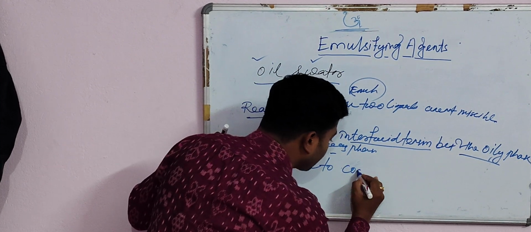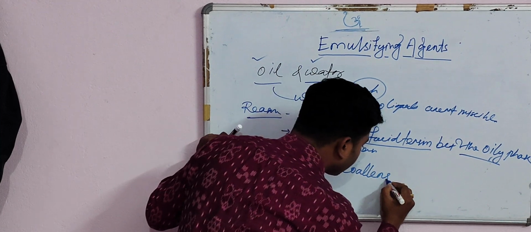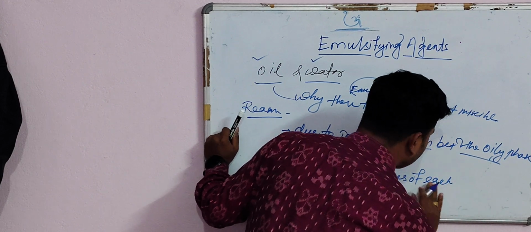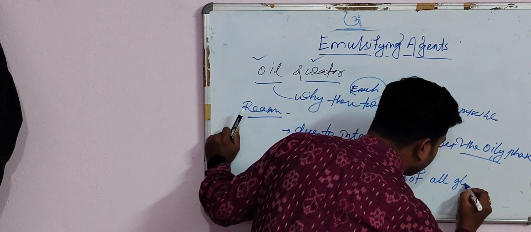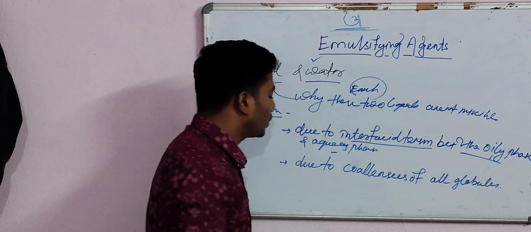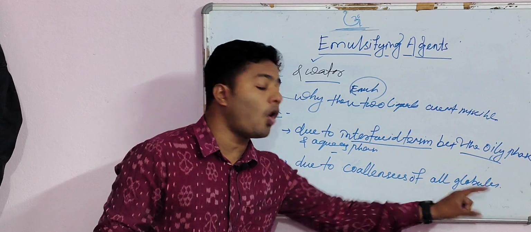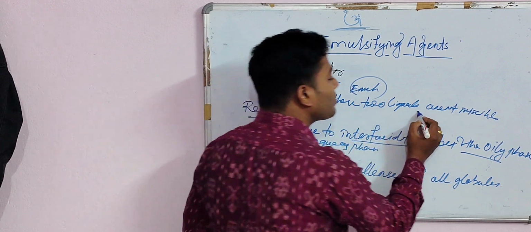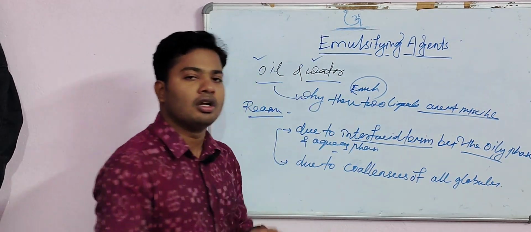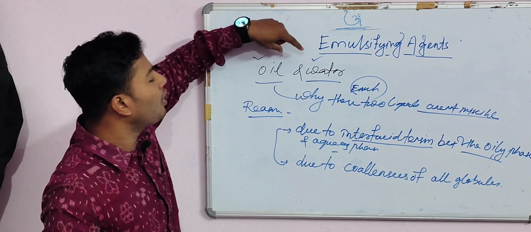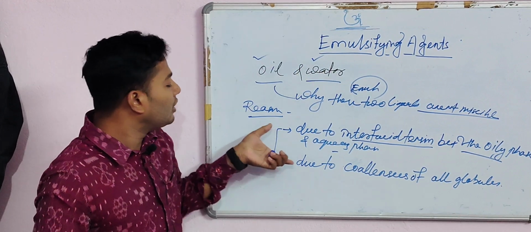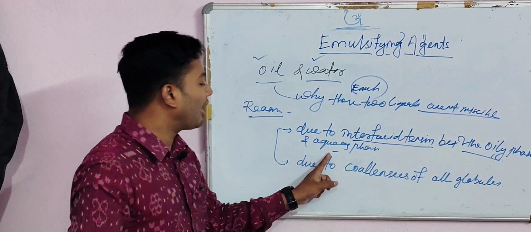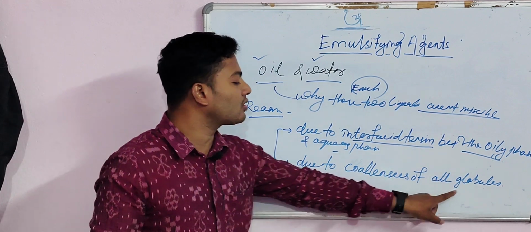coalescence of all the globules. So these two reasons are the most important factors for immiscible liquids. Why are these two liquids not miscible with each other? Due to these two main parameters. The first is interfacial tension between the oily phase and aqueous phase, and the other is coalescence of all the globules.